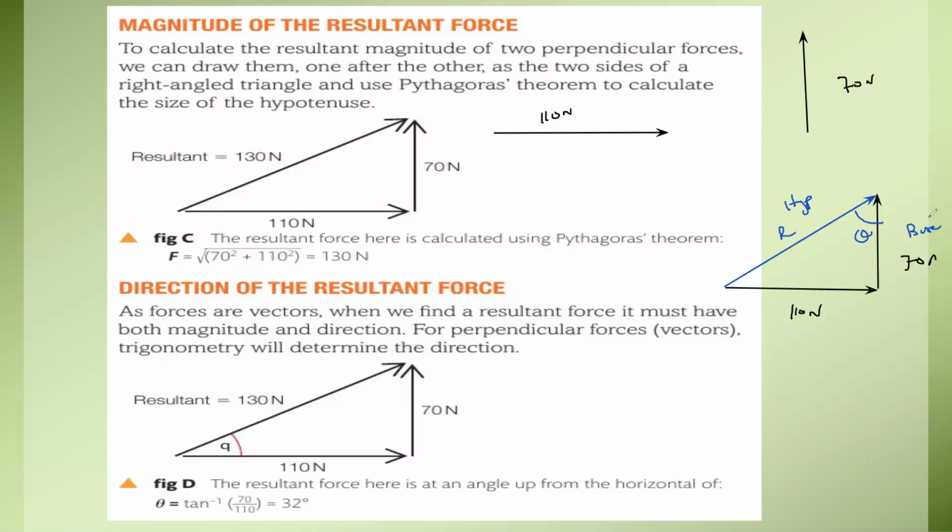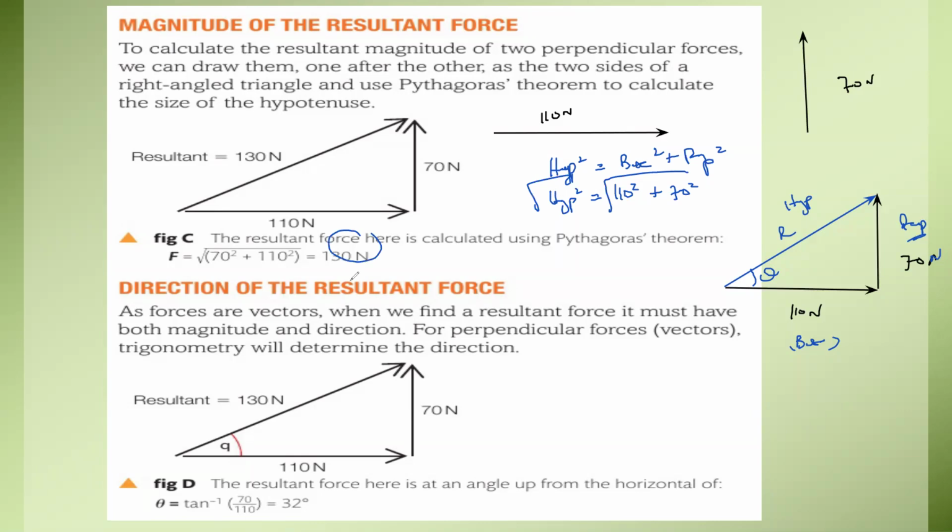So any one of them could be a base, because the angle is always between the base and the hypotenuse. If we need the angle with the horizontal, then with reference to the angle, this will be the base, and opposite to the angle, that will be the perpendicular. Now we use Pythagoras' theorem. As we know, the hypotenuse square equals base square plus perpendicular square. So the base is 110, so 110 square plus perpendicular, which is 70 square, is hypotenuse square. We take the root, so the hypotenuse will be equal to 130 newtons.